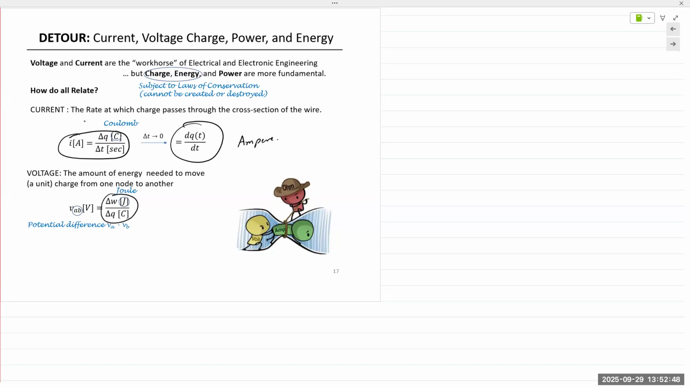The W is lowercase w, which stands for, anyone? That's work being done, yes. But in technical terms, what does it stand for? Energy, with the unit of joules. Energy, of course, is defined as the work that's being done.